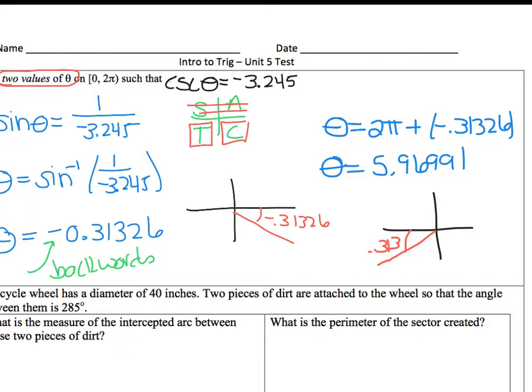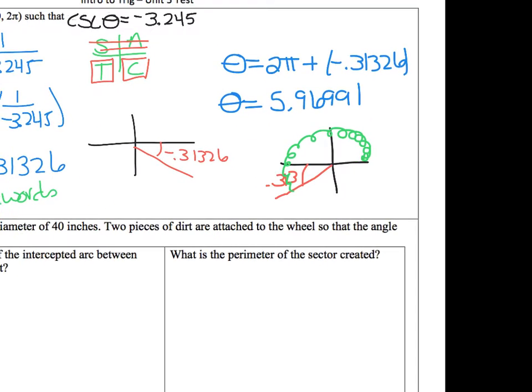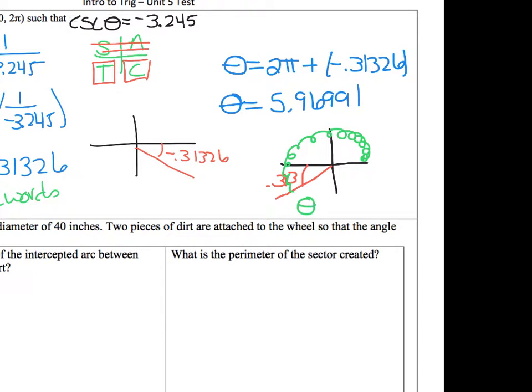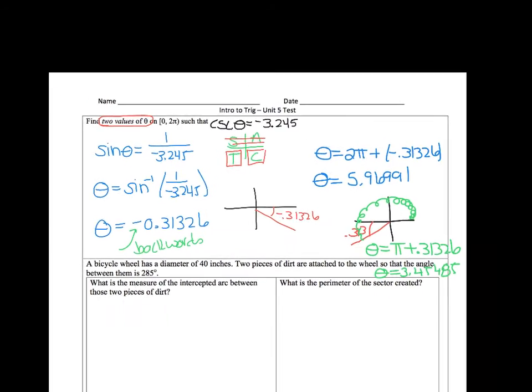But now I'm in quadrant 3, and reference is measured from 0 all the way over. So what this is going to tell us is that our quadrant 3 answer is going to be pi plus the 0.31326, whatever that works out to be. That's going to be our quadrant 3 answer. Let me go ahead and work it out. Theta is going to equal 3.45485.